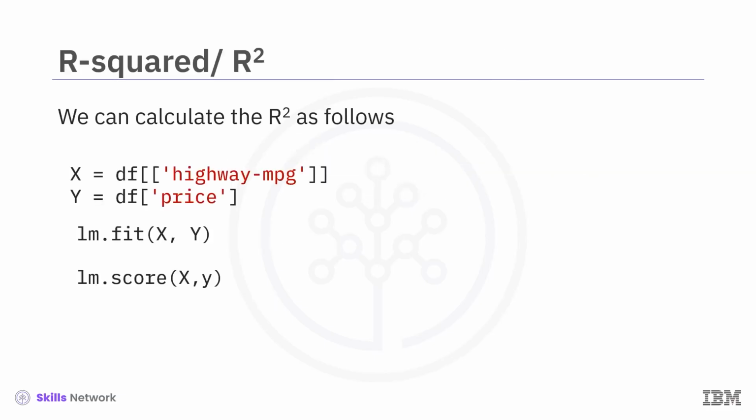We find the R-squared value in Python by using the score method in the linear regression object. The output of these values is about 0.497. Therefore, we can say that approximately 49.7% of the variation in price is explained by this simple linear model.